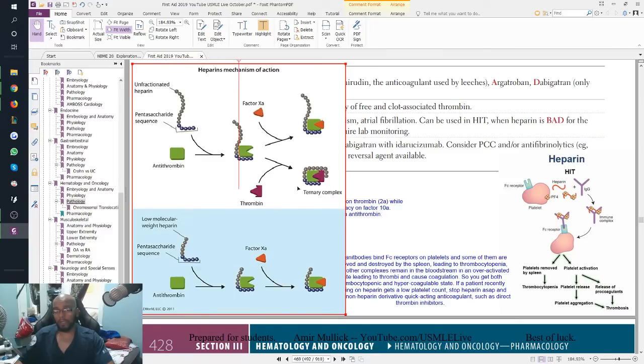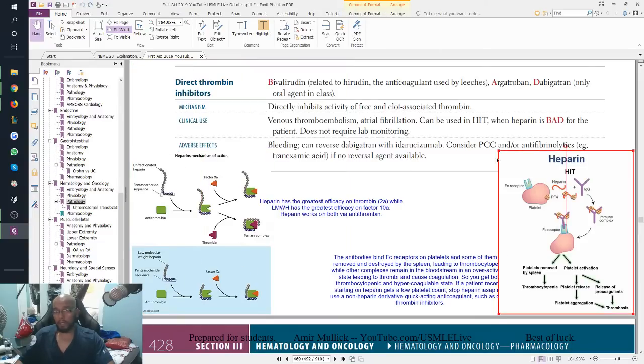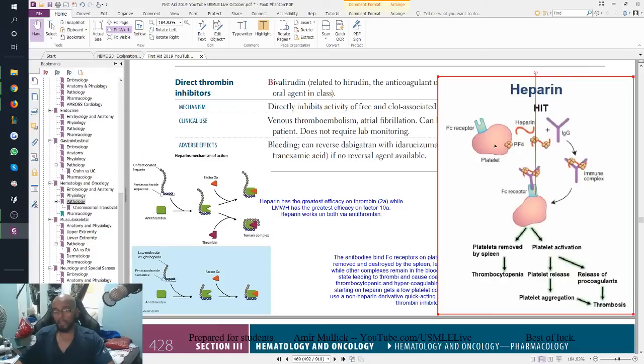It's perfect for factor 2A. You get a ternary complex. It's like they were made for each other. It can also work with factor 10A, but not that well. You're going to have this portion sticking out a little too much. And this is something they talk about a lot. On the left here is where you have the heparin-induced thrombocytopenia. So you can see how platelets have this PF4, right? You made IgG antibodies against the heparin-PF4 complex. This is your heparin holding the PF4.